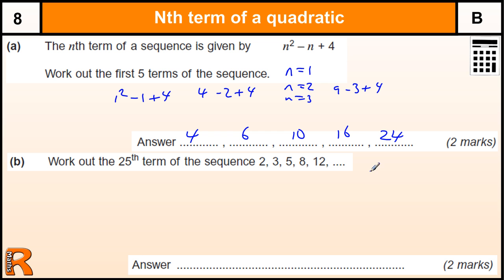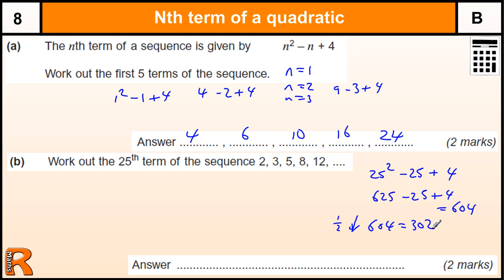So the 25th term: 25 squared minus 25 plus 4. 25 squared is 625, minus 25 plus 4 is going to give you 604, and then half of 604 equals 302, for 2 marks. That's the quick way of doing it.